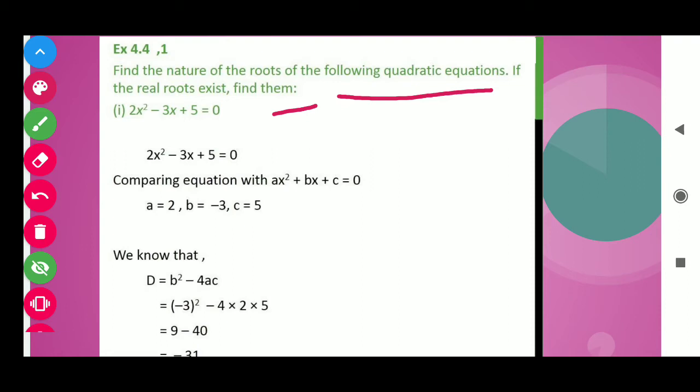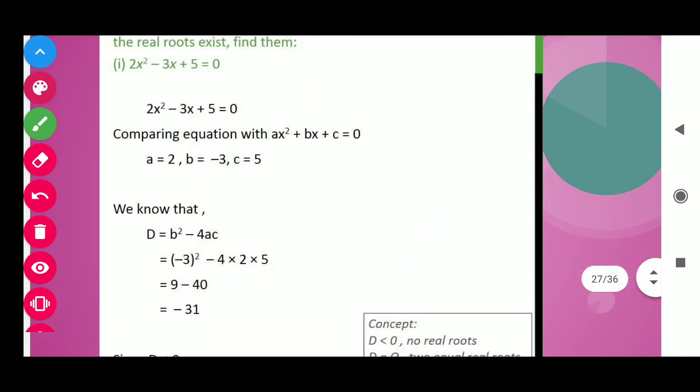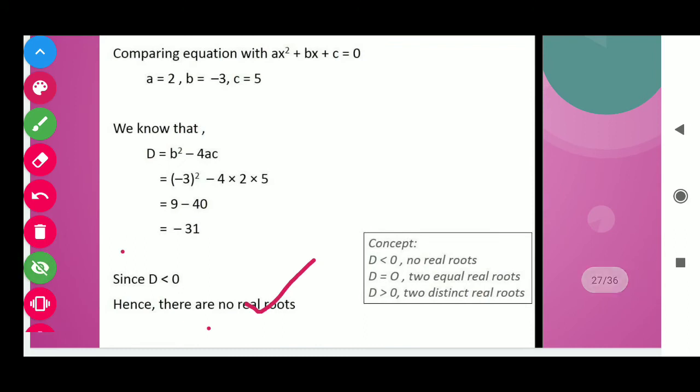So here we have equation 2x squared minus 3x plus 5 is equal to 0. A is 2, b is minus 3 and c is 5. And we know that discriminant is b square minus 4ac. Put the value of b, a and c. In this way, we get discriminant minus 31. You can see that discriminant is negative. In this way, here we get roots are not real.